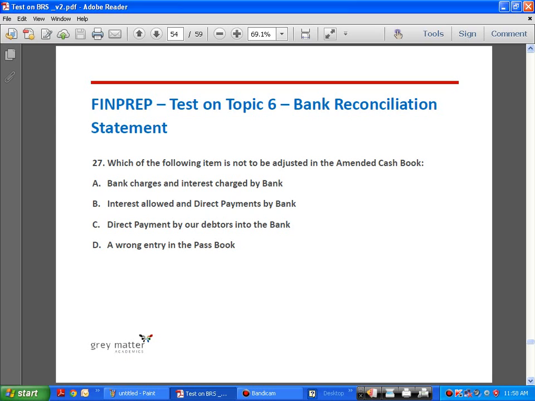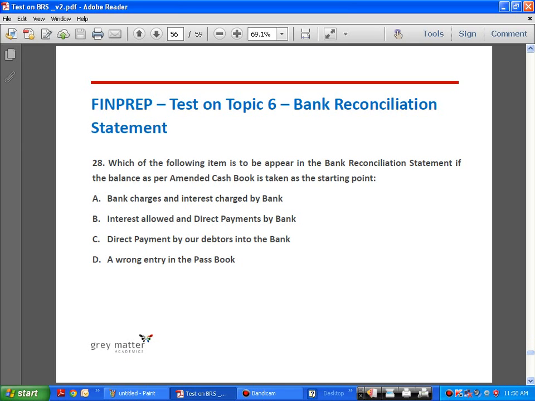Right, which of the following is not to be adjusted? See, bank charges and interest charged by the bank is to be adjusted in the amended cash book. Interest allowed and direct payments by the bank, that is also to be adjusted. Direct payment by our debtors into the bank, yes, that is also to be adjusted. But option D, a wrong entry in the passbook, is an error by the bank and hence will not be adjusted in the amended cash book. It will appear in the bank reconciliation statement.